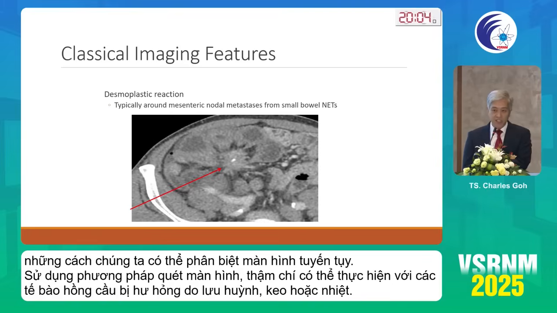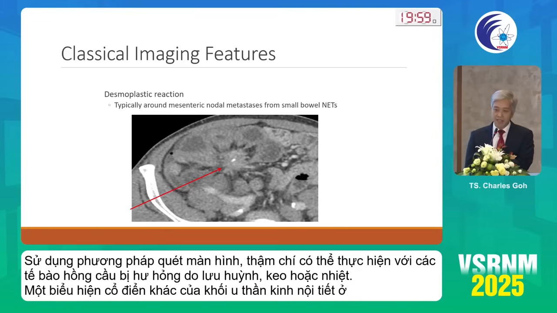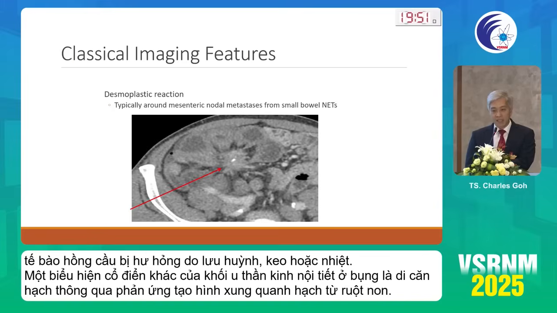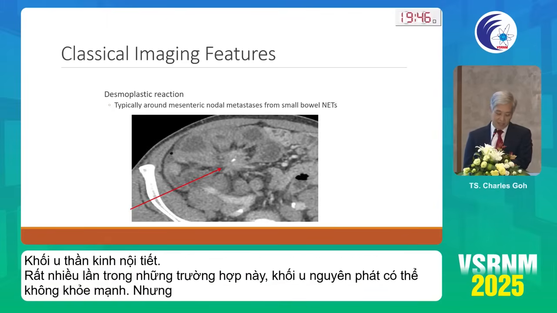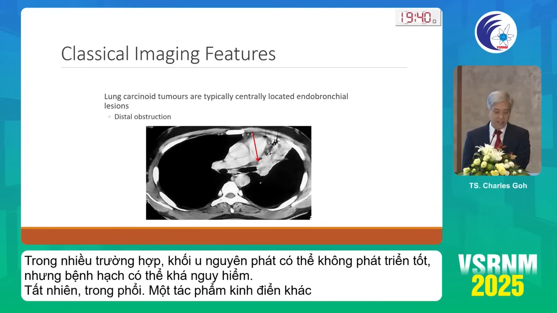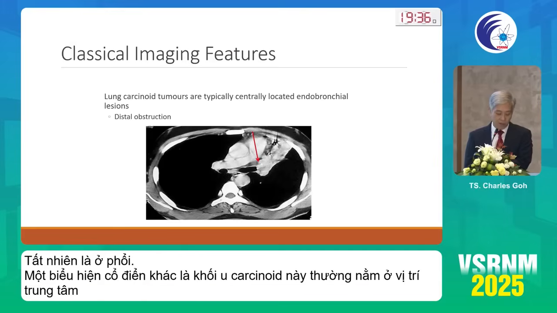Another classical presentation for neuroendocrine tumor in the abdomen is with a metastatic node with a desmoplastic reaction around the node from a small bowel neuroendocrine tumor. A lot of times in these cases, the primary tumor may not be well imaged, but the nodal disease can be quite florid. Of course, in the lung, another classic presentation is that these carcinoid tumors are typically centrally located and endobronchial, which can cause distal obstruction.